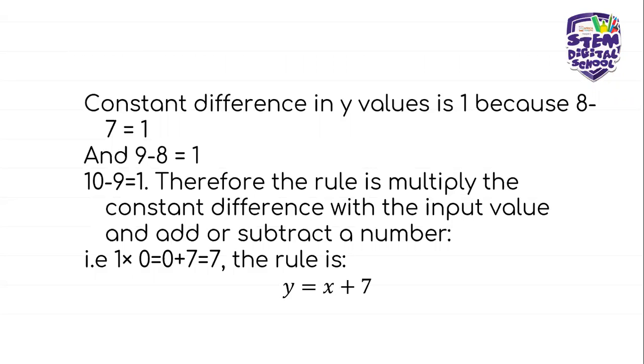And I hope these are two similar examples, example 1 and 2, where the main purpose is to find the constant difference and use it to find the rule. So the ultimate objective is to find the rule. Now this rule, y is equal to x plus 7, applies across the board. In other words, for any value of x, you should be able to use the rule to find the corresponding y value.